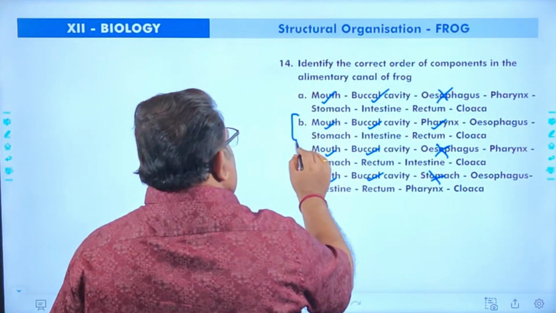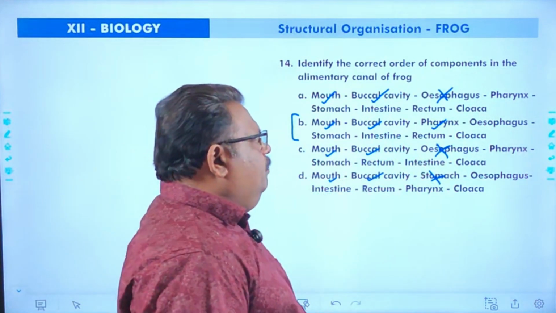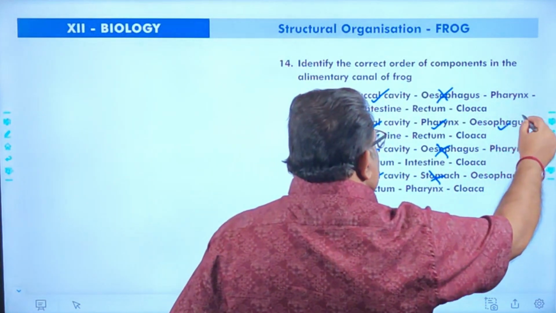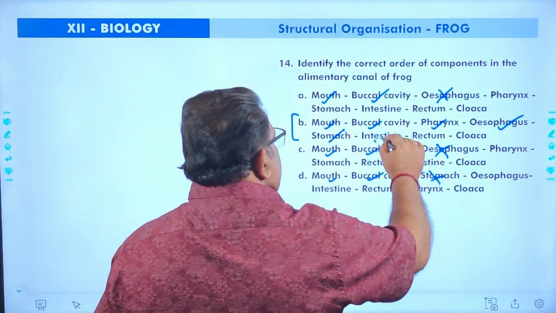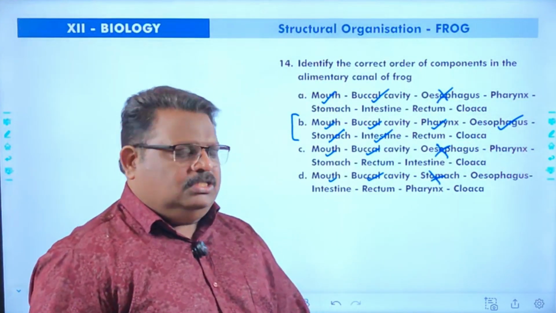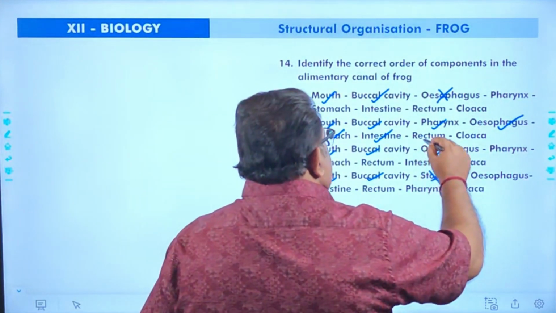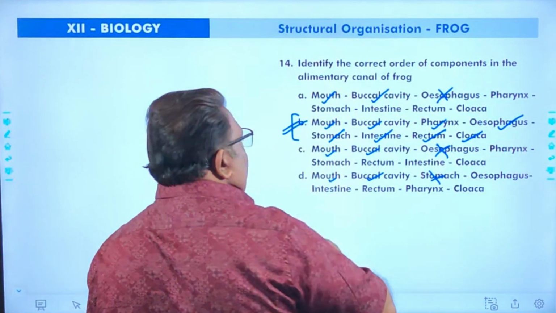So the answer is B. Mouth opens into buccal cavity, which opens into pharynx, pharynx opens into esophagus, esophagus enlarges forming the stomach, stomach opens into intestine. The first part of intestine is called duodenum, the final part is called ileum. Ileum opens into a chamber called rectum, which finally opens out by cloaca. So B will be the correct order.